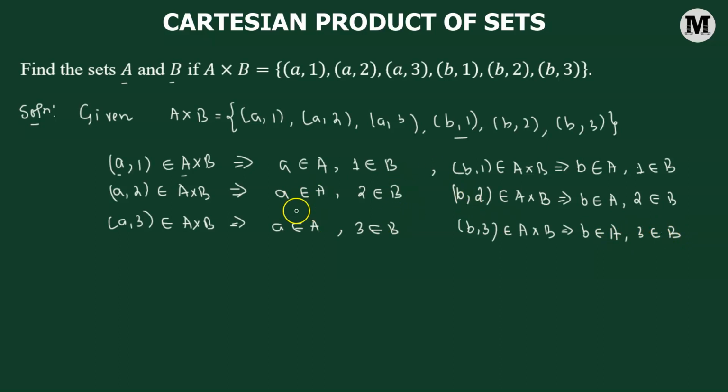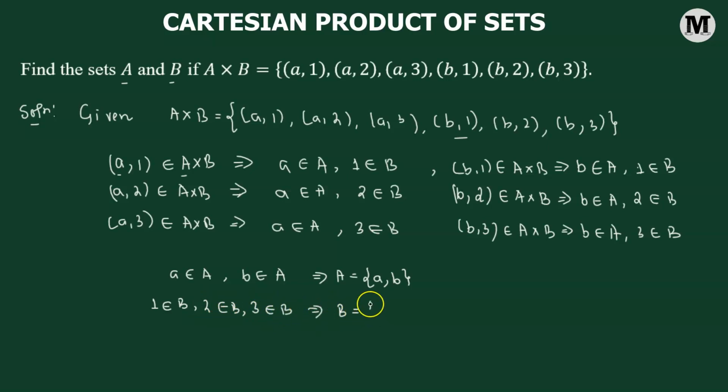Now clearly if we combine all the results, we observe here that a is an element that belongs to the set A. Next we have the other element b, which also belongs to the set A. There are no other elements that belong to set A. So when we combine this result, the set A contains 2 elements, a and b. Next for the set B, we have 3 elements. We have 1 belonging to the set B, we have 2 belonging to the set B, and we have 3 belonging to the set B. This implies that our set B is going to contain 3 elements: 1, 2 and 3.